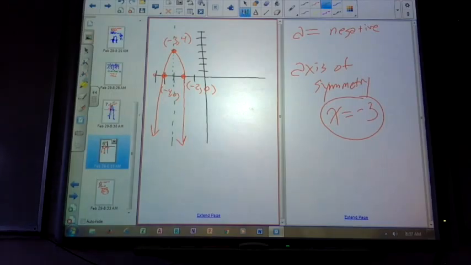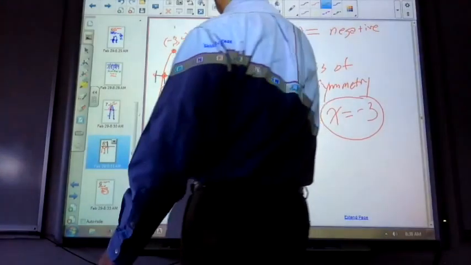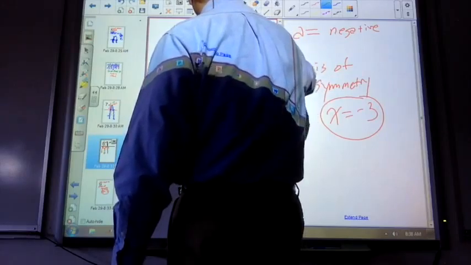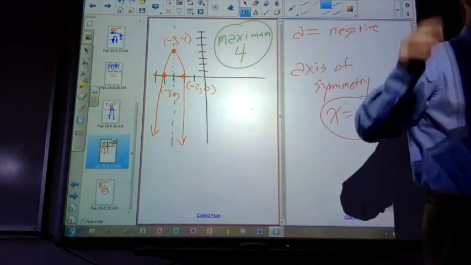By looking at that graph, we're going to talk about the maximums and the minimums. The maximums and the minimums are the y components of certain parts of this. Does this graph have a maximum value or a minimum value? Yes. It has one of those. Which one is it? Maximum. What is my maximum y value you think I have on this problem? Four. So my maximum is 4. Okay? That's as high as it went.